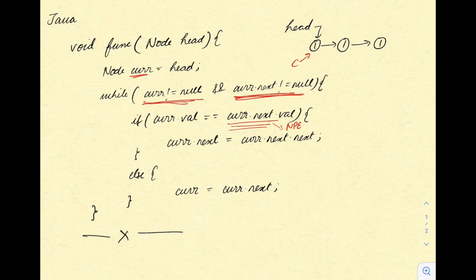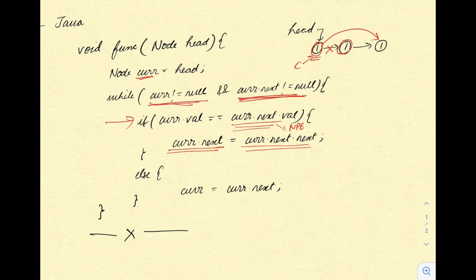Okay, now what we have checked in this line is if this value 1 and 1, both of them are equal, then in that case we have to disconnect from here and make it directly point to this one. So that's why we have made current.next equal to current.next.next. So this is current, its next is this one, and its next is this one. So basically this line is doing this thing.